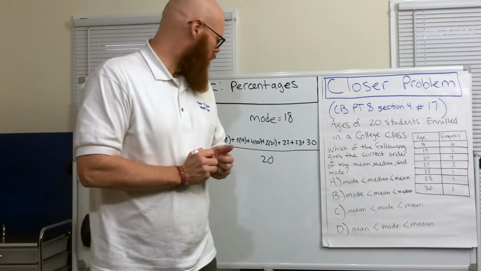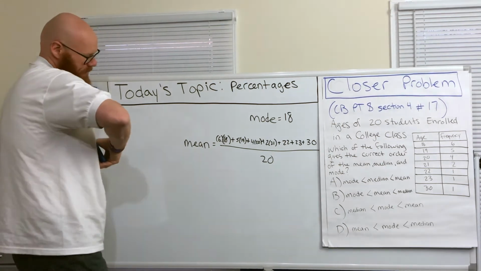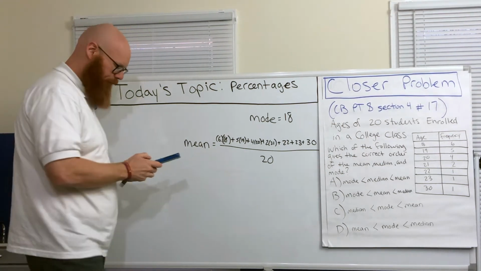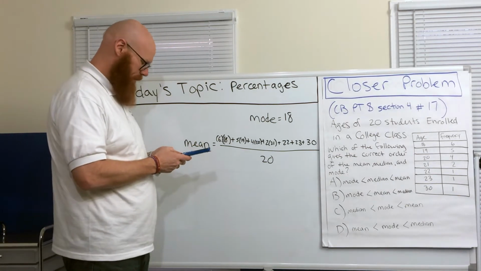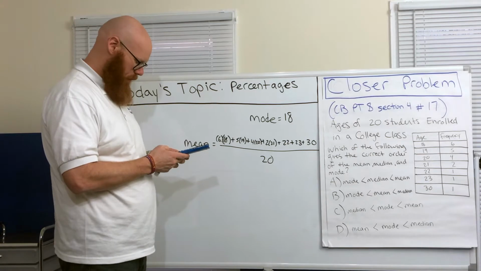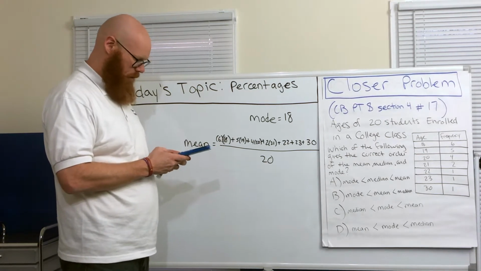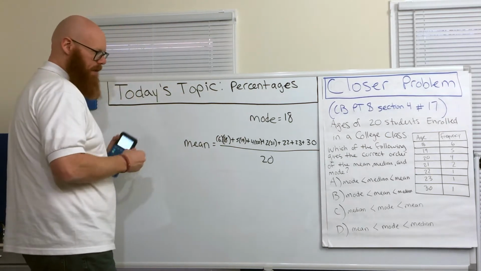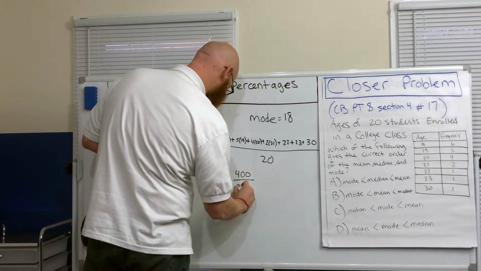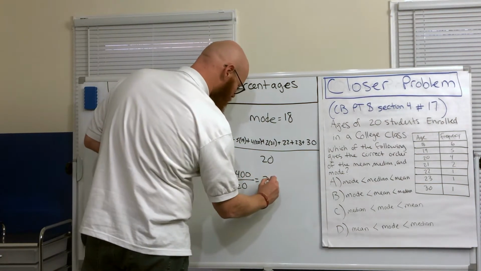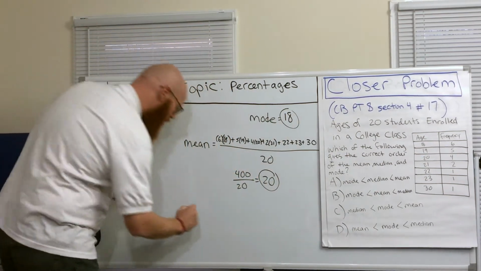All right, for this one, I'm actually going to get out a calculator, so we can add these up, and if you want to do this along with me. So we're just doing 6 times 18 plus 5 times 19 plus 4 times 20 plus 2 times 21 plus 22 plus 23 plus 30. And that gives us a nice easy number of 400. And 400 divided by 20 is simply 20. All right? So we've got our mode of 18, our mean of 20, and then our median.